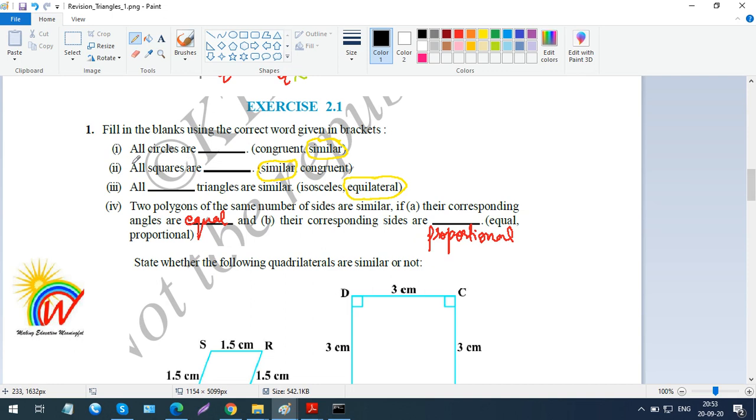Okay, fill in the blanks using the correct word given in the bracket. All circles are congruent or similar. Now what do you mean by congruent? Congruent means equal. Especially in figures, we don't use the word equal.